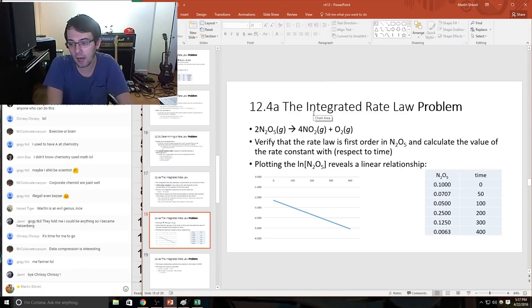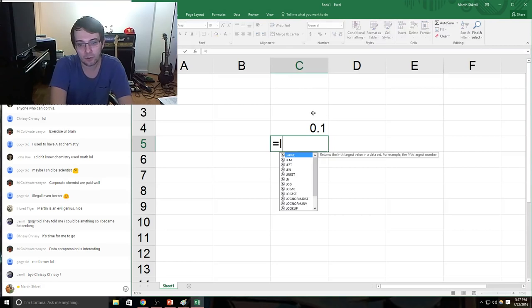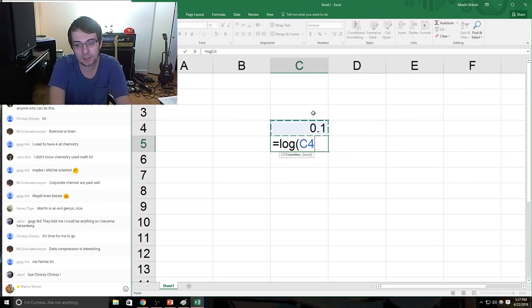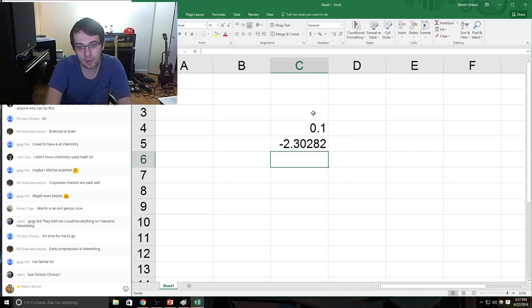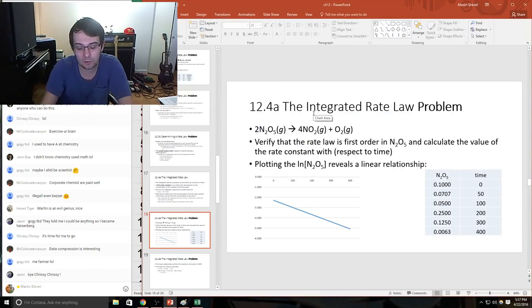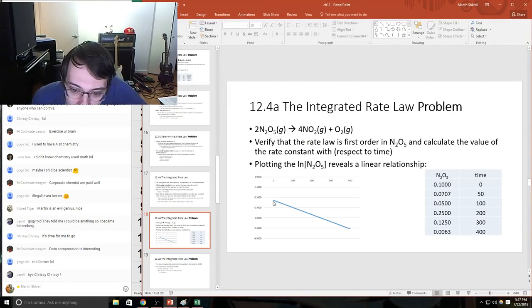The first value at time 0 is 0.1. In Excel, you do equals log. I take this number and convert it into a logarithm, and the number is negative 2.3, and you can see that's approximately where it is on our graph.